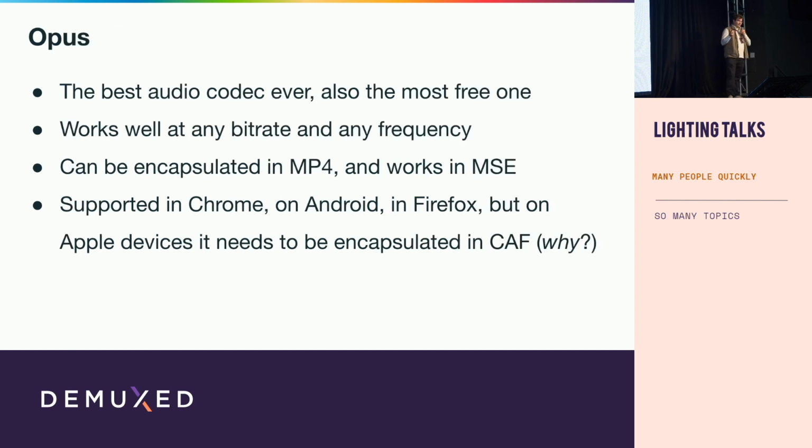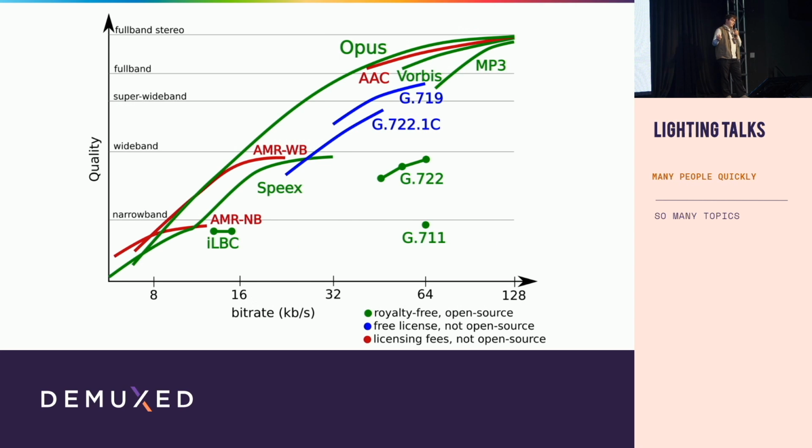The one that is probably the best is Opus. It works well at every bitrate and any frequency. It can be encapsulated in MP4, so it's easy to use. It works in Chrome, on Android, and in Firefox, where it's supported. In Apple, it doesn't, because reasons. On my slide, I show that Opus is always above everything, so please consider adopting and supporting it. Thank you.